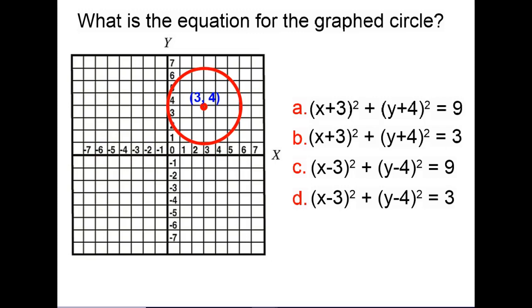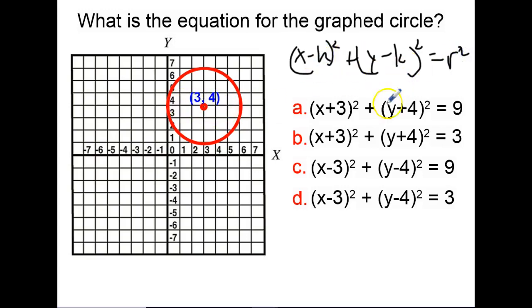Now, the equation of a circle is given to you on the formula sheet when you take the SOL, and it's always in the form x minus h squared plus y minus k squared equals r squared. And what that does is it really makes these numbers seem like they're opposites because we've got minuses built into the formula. In other words, if the center of the circle is at 3, 4, I'm looking for x minus 3 and y minus 4.